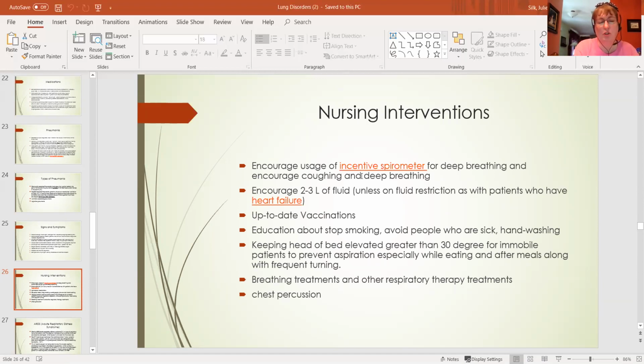I'm sure we've all seen someone before that's had a really hard time getting secretions and stuff up when they cough because they're so bad. A lot of times if you do chest percussion, bang on the back of their chest with your hands in certain places, it'll help loosen up that mucus so they can cough it out or you can suction it out easier.